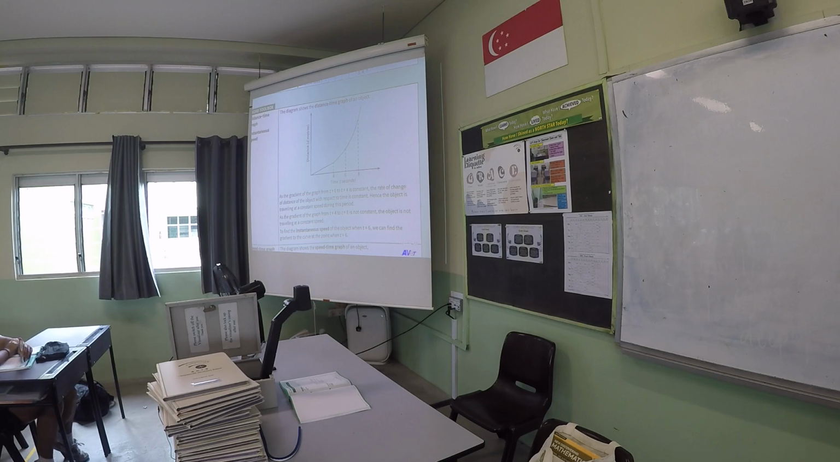So right now, we are replacing y and x. Y changed to distance. X changed to time. The line still shows the relationship between time and distance.